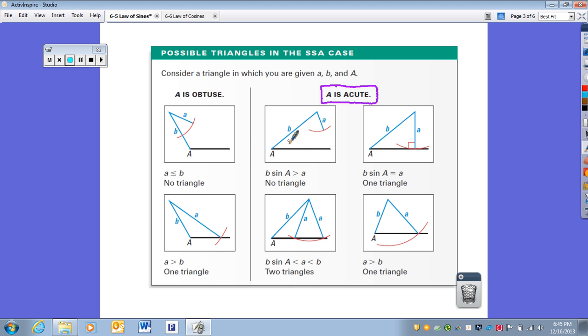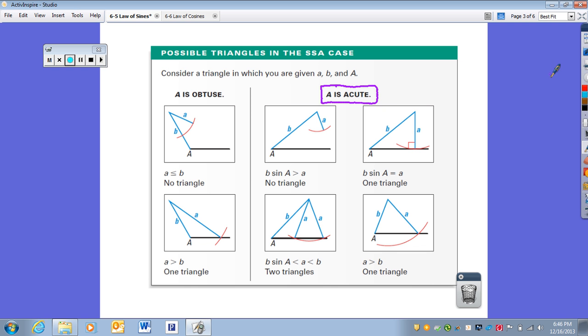So if we are given angle A, side B, and side A, we can multiply B times the sine of angle A, and if it is greater than side A, it is not a triangle. But if it is equal to side A, then it is one triangle. Now, if A again is an acute angle, and B times the sine of A is less than A, and A is also less than B, it would be two triangles. Or if the measurement A is greater than B, then it is one triangle.